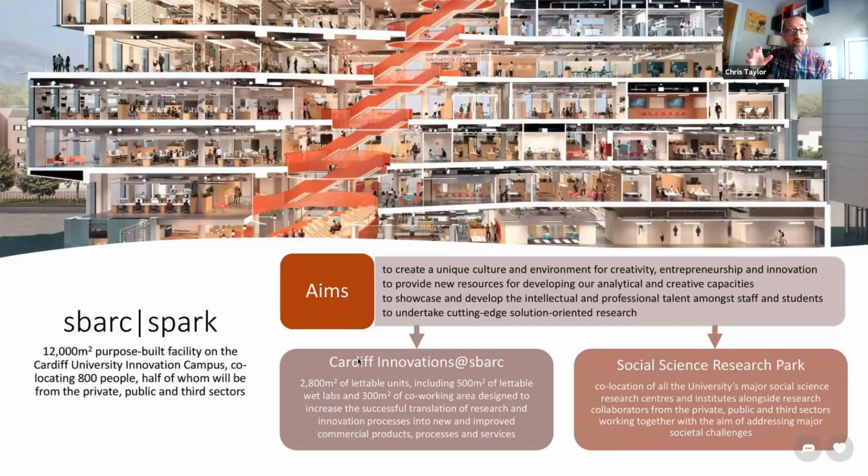So SBARC, the building, is a 7-storey building that will be home to about 800 people. Now, half of those will be social scientists and professional service staff from Cardiff University, but the other half will be populated with external organisations. It's a multifunctional building positioned at the university's front door to business and the wider society, combining offices, labs, workshops and exhibition facilities with flexible hot desking and creative and social meeting spaces.